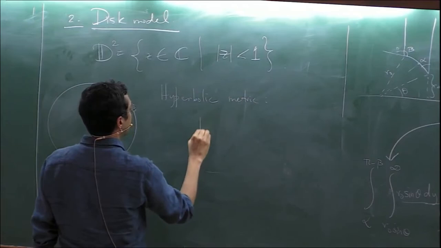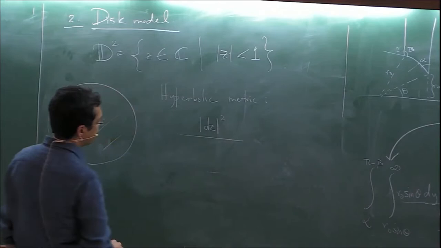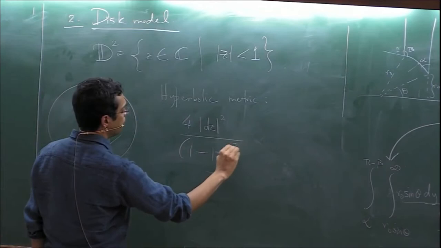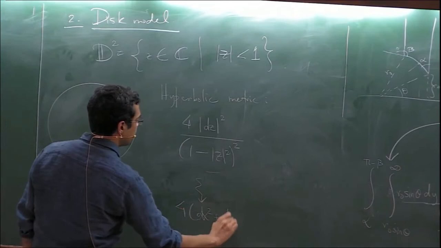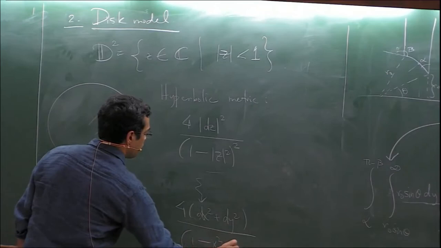It's the usual Euclidean metric, and then you multiply by 4 and divide by this factor. So again, a conformal metric. If you write it in x and y coordinates, it looks like this: dx squared plus dy squared, the usual Euclidean metric, multiplied by 4, over one minus x squared minus y squared, squared. So it looks something like this.